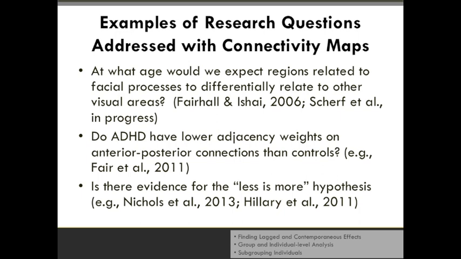Another thing people explore is looking at the weights of connections. How much does a specific connection of interest vary across given populations, or does it relate with performance? And then a final question that I'm seeing is: is there evidence for a specific hypothesis? There's the less is more hypothesis that Frank Hillary is very interested in. He works with traumatic brain injured individuals, and his hypothesis is that when you see a lot of connectivity, a lot of connections, or adjacencies, that's indicative of an inefficient brain, and that as people improve their performance on their tasks, you should see more efficiency and fewer connections. So that's a way that adding up the connections can be informative about what the brain processes are.